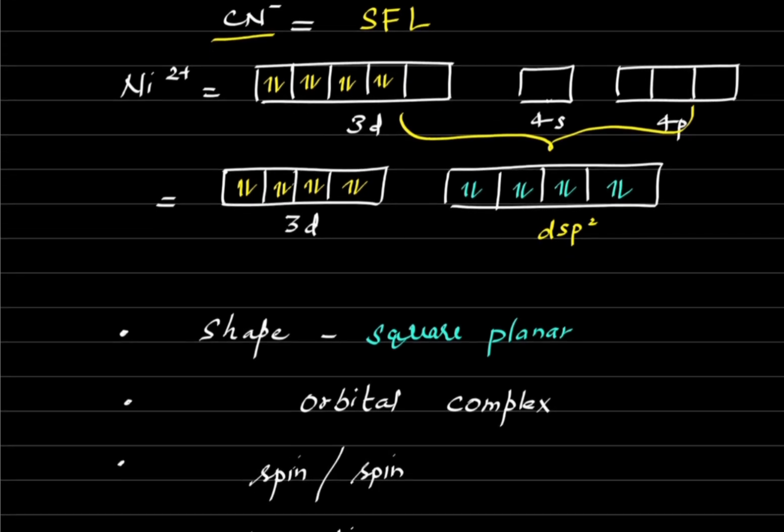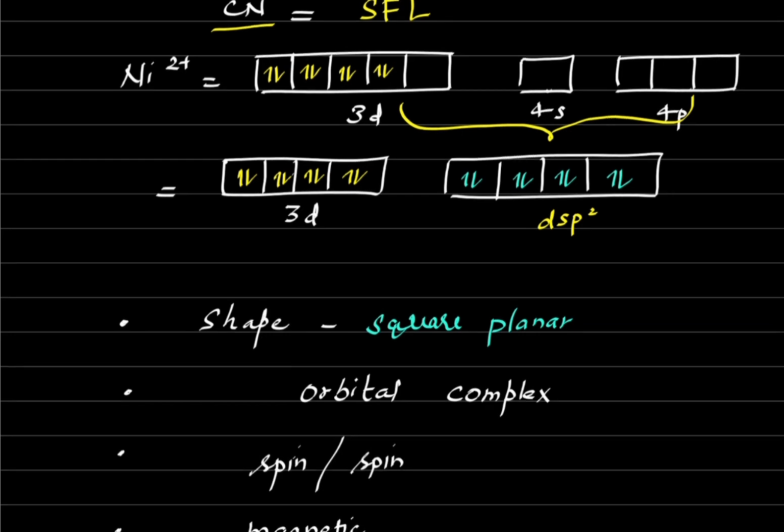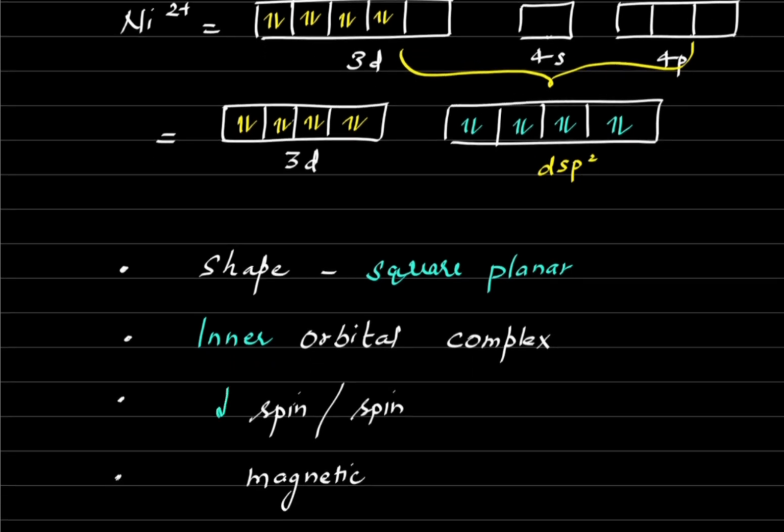Now this complex, as you can see, is an inner orbital complex because inner d orbital was used. We would call it a low spin complex because electrons got paired up, or spin paired complex. And again, since there is not even a single unpaired electron, this would be called a diamagnetic complex.